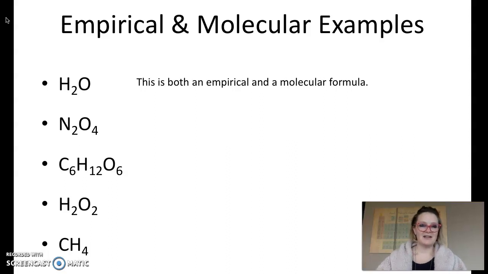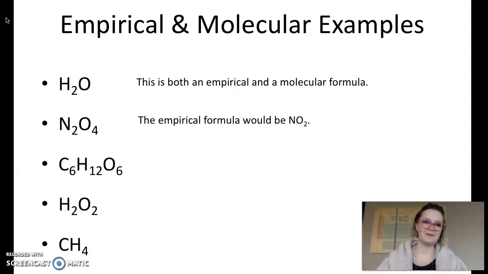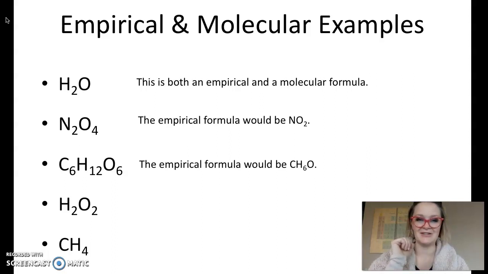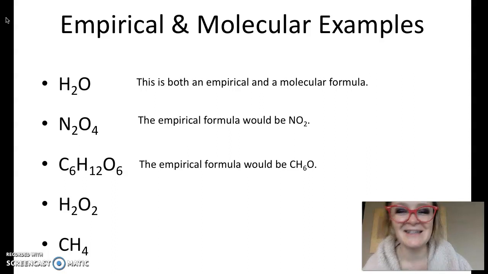If we look at the next one, N2O4, can we reduce that down any further? We can, and that would give us NO2. So the empirical formula would be NO2 for this molecular formula, the N2O4. Next one, I've got the formula for glucose, C6H12O6. We can reduce that down even further to CH6O. Wait, did I screw that up? I screwed that up. It should be CH2O. Oh, it took me too long to animate this, so I'm just going to go with it. Sorry. CH2O is what the empirical formula should be.